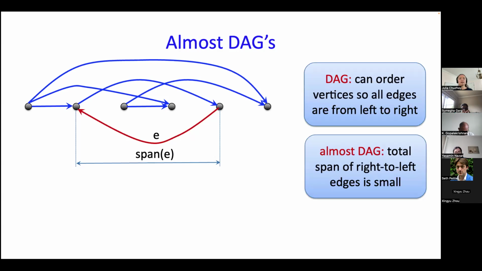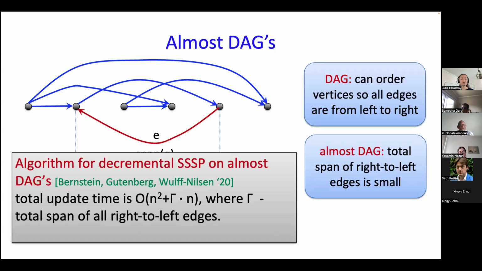And intuitively, what's an almost DAG? It's a graph for which you can find an ordering of its vertices so that the total span of all right to left edges is quite small. There is this really cool algorithm of Bernstein, Gutenberg, and Wulff-Nilsen that generalizes their algorithm for decremental single source shortest paths on DAGs to almost DAGs. And what they show is that if the total span of all right to left edges is gamma, then the running time of their algorithm is n squared plus gamma times n. So when gamma is small, it gets faster.